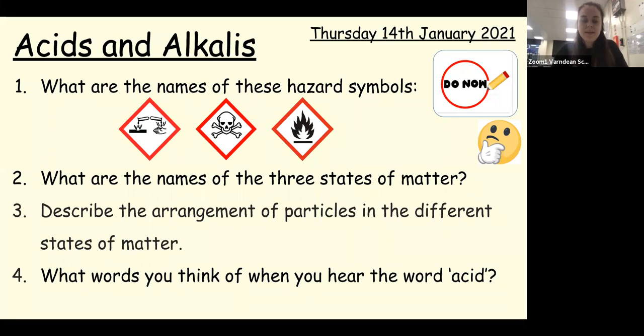Okay, so what would these hazard symbols be? Our states of matter. And then what we think when we think of acids.